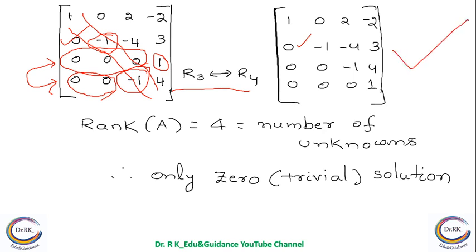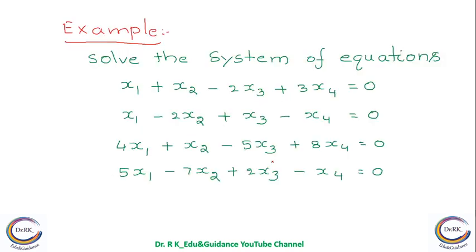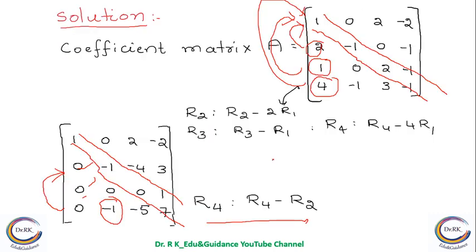Now what is the rank here? This is a non-zero row, this is a non-zero row, this is a non-zero row, this is a non-zero row. So the rank is 4. Then it depends on the number of rows and the number of unknowns. Here the given system contains x1, x2, x3, x4, that is 4. So rank equals the number of unknowns. Therefore it will have only the trivial solution, or only the zero solution. There won't be any other solution for this.